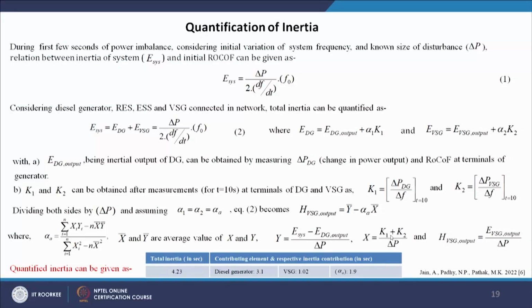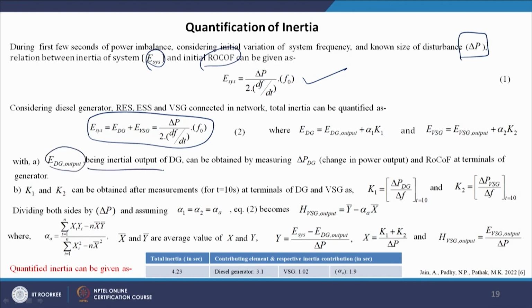Then the question comes: how to quantify the inertia, which is a very important task. During the first few seconds of power imbalance, considering the initial variation of system frequency and a known size of disturbance, which is delta P, the relation between inertia of the system E system and initial ROCOF can be given by this equation. Then, considering a diesel generator, E system can be defined in equation number 2, and the E DG output, being the initial output of the DG, can be obtained by measuring delta P DG.